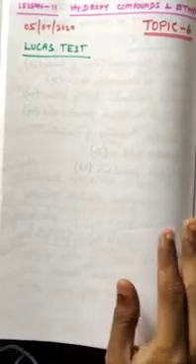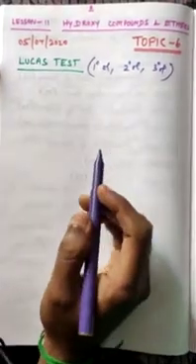Dear students, in this video, I am going to explain lesson number 11, hydroxy compounds and ethers, topic number 6, Lucas test. It is a test to identify the presence of primary, secondary and tertiary alcohol. We have three different types of alcohol: primary alcohol, secondary alcohol and tertiary alcohol. This is a test to differentiate the presence of primary, secondary and tertiary alcohol.